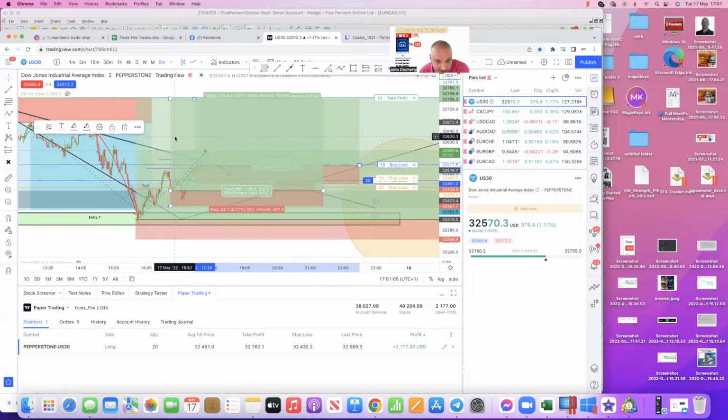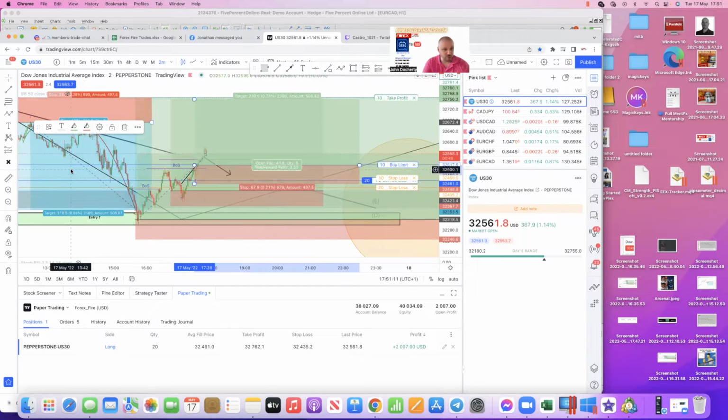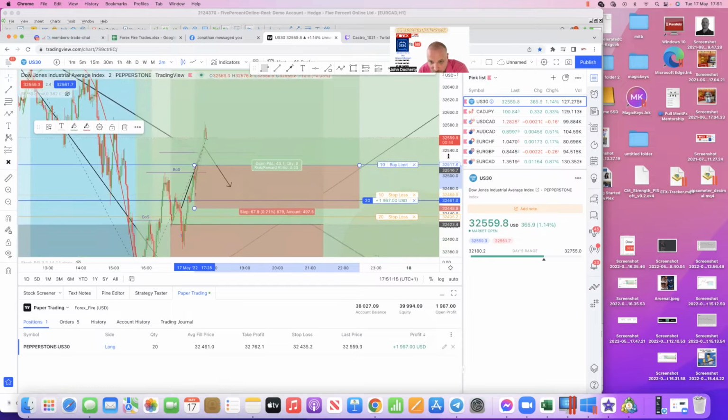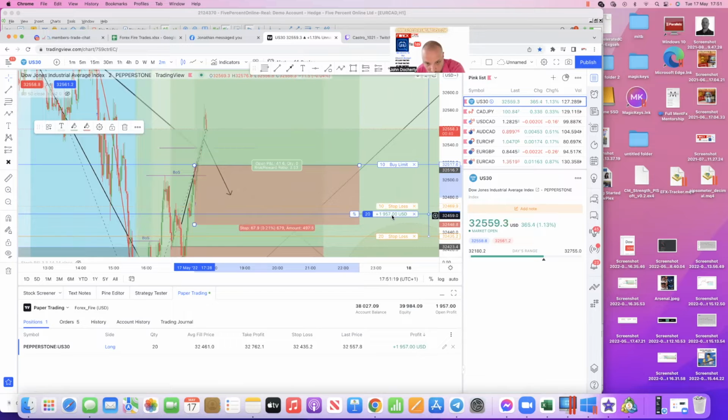This one we're already in at a 1 to 6. This one we're already also in on a 1 to 6. This one completed at a 1 to 3.55. At the moment, we've got a running total of profits of just over or just under 2K.